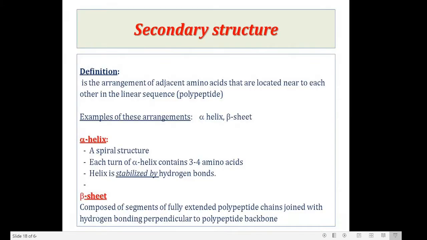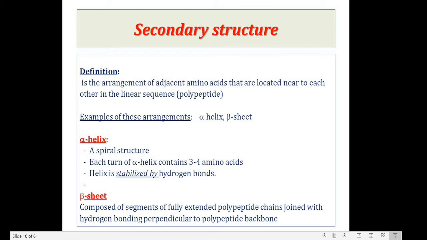Then the structure levels of the protein. First, the arrangement of amino acids alone is called the primary structure. The primary structure is explained as the linear arrangement of the amino acids. Then the secondary structure. These amino acids make interactions with each other, forming the helix and beta sheets.